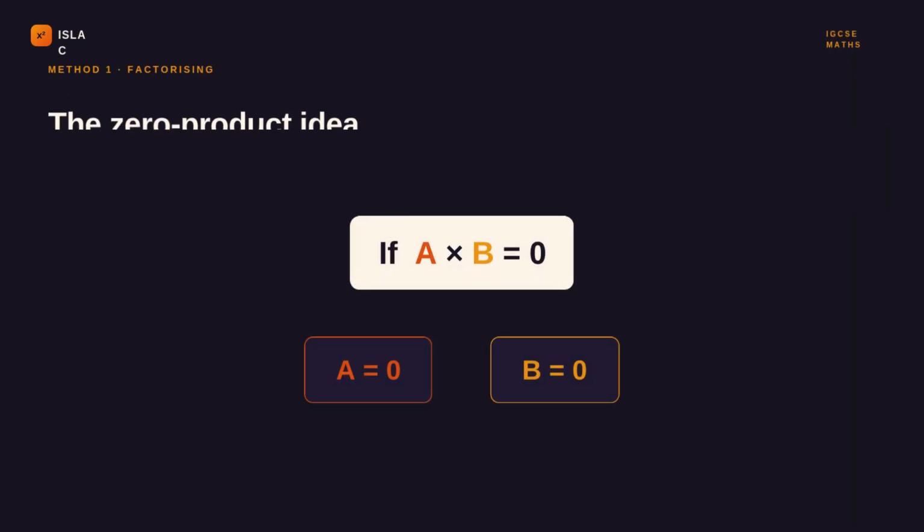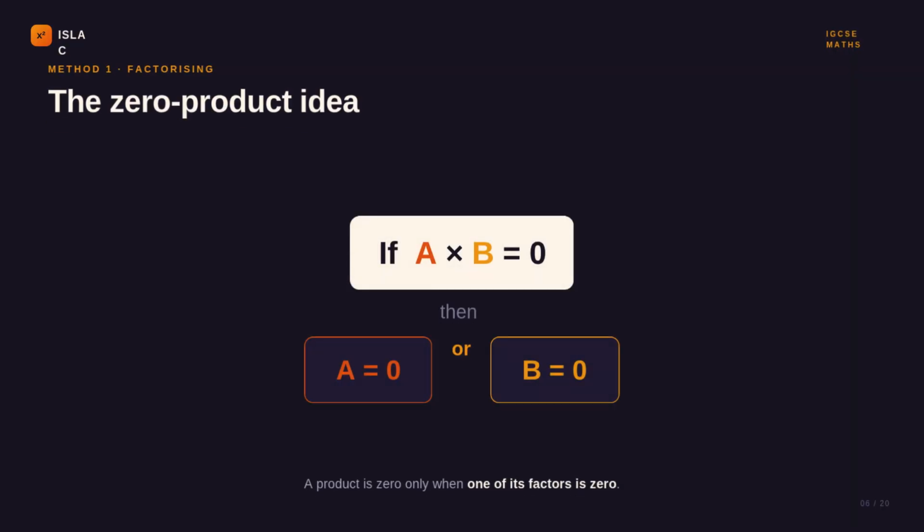Our first method is factorizing, and it rests on the zero product property. If two things multiply to give 0, then at least one of them must be 0, nothing else can produce 0. So if a times b equals 0, then either a equals 0 or b equals 0. Once a quadratic is written as two brackets multiplied together equaling 0, we set each bracket to 0 and solve.